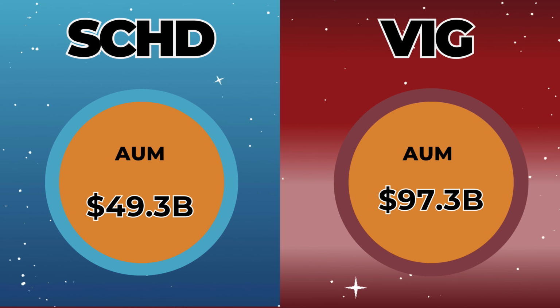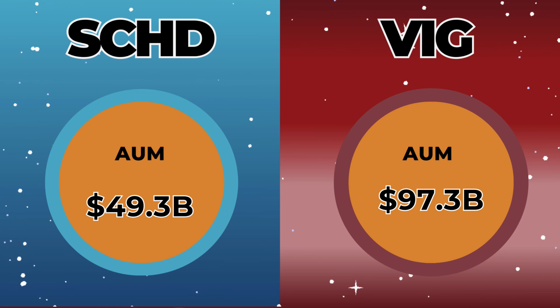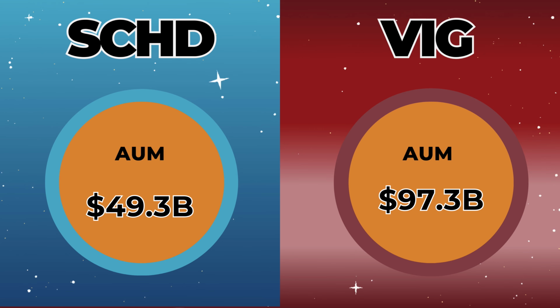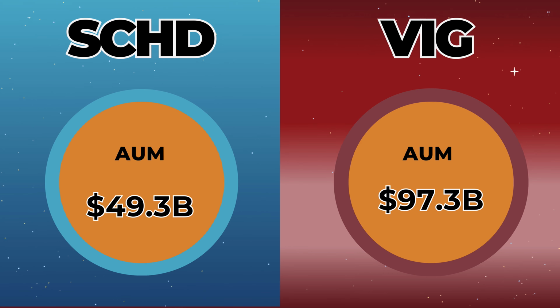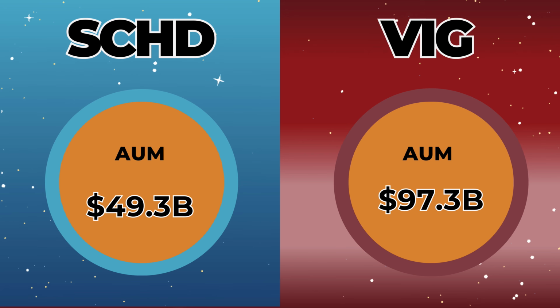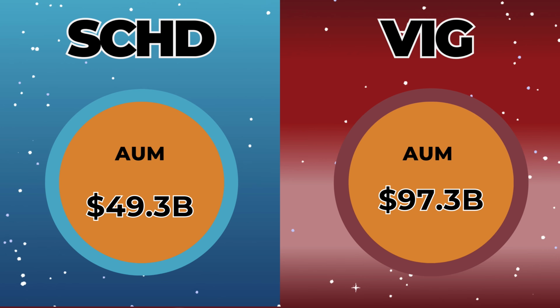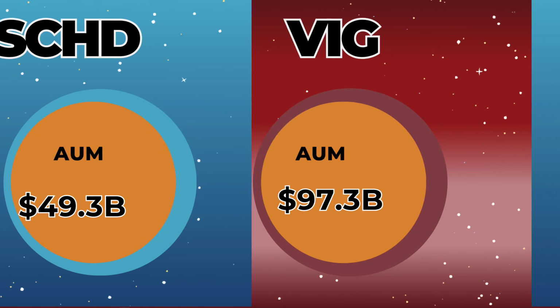In assets under management, VIG leads with $97.3 billion in AUM, making it the #1 dividend ETF. SCHD ranks number 3 with $49.3 billion. For comparison, Vanguard's VYM holds the number 2 spot with $70 billion in assets under management. These rankings reflect the broad appeal and investor confidence in these dividend funds.